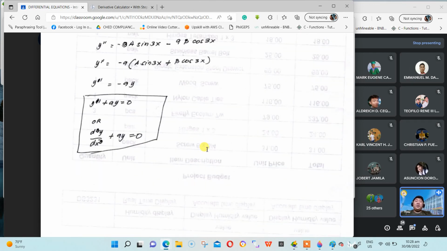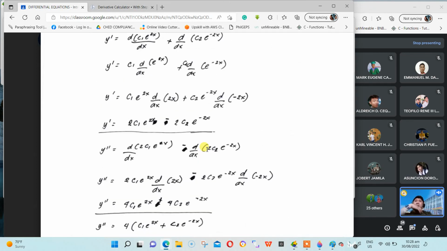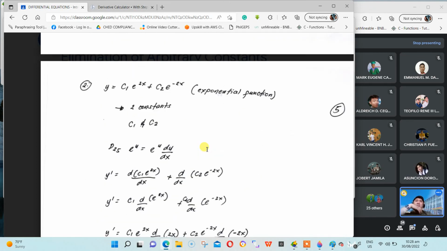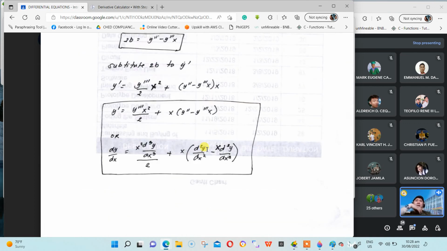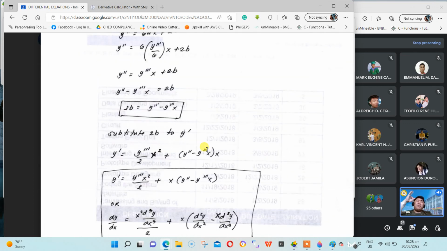Hopefully, you also do your own solving. Try. There are many things in the references I gave or online. Elimination of Arbitrary Constant again. It's not difficult, just count the number of constants, then derive it that many times. After that, if there is an arbitrary constant, find a way to cancel it out.